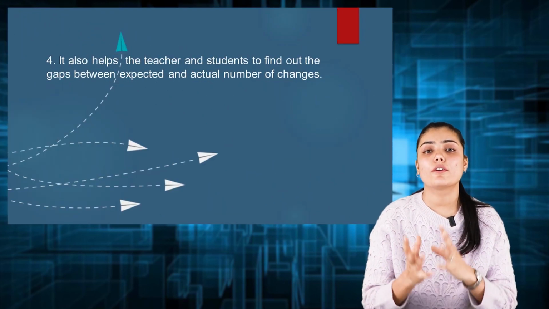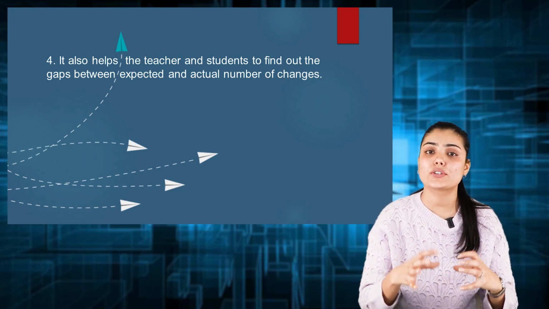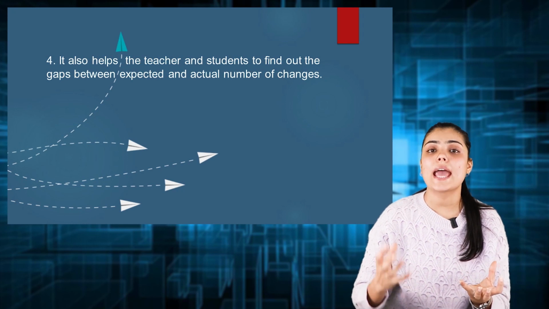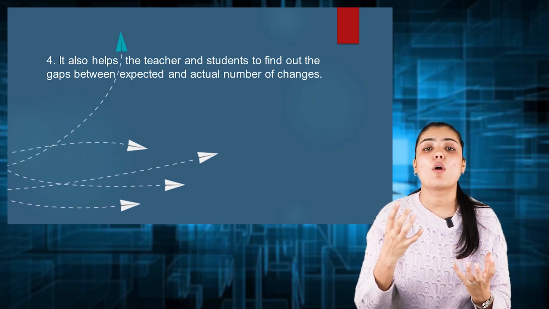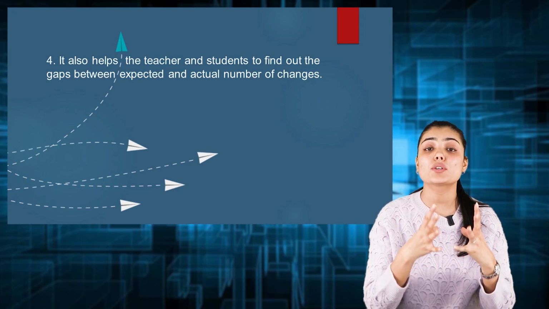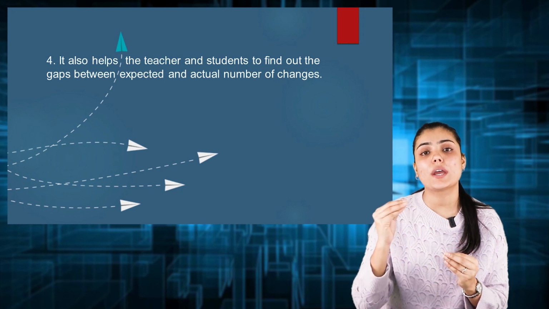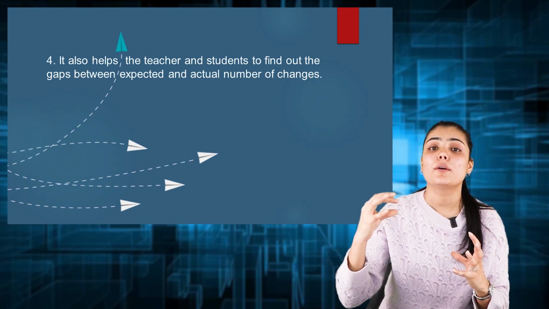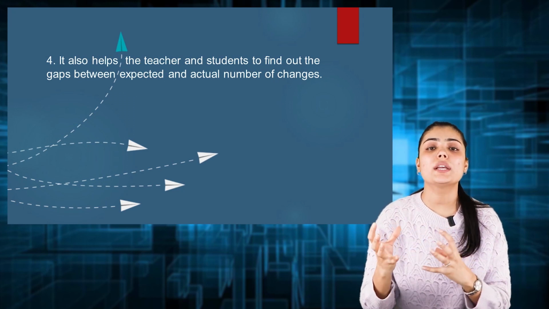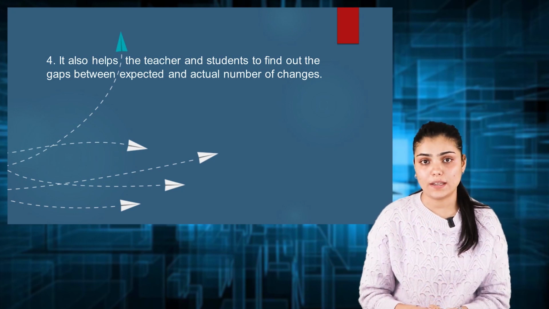The next function of educational objective is to help the students and the teacher find out the gaps between the actual and expected number of changes. All right. So as I said in the very beginning, the function of education is to ensure the changes in the behavior of the individual, right? It also focuses on bringing the changes in the individual by the end of a given activity, right?